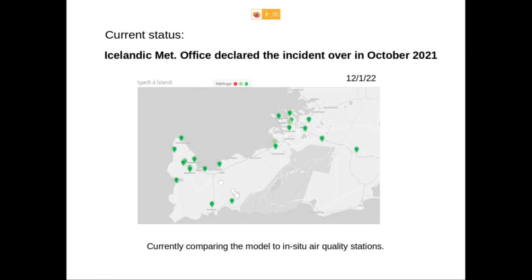So what we're going to do is take the historical series of these air quality measurement sites and compare them to the model, and try and figure out some ways to improve the model. We know a number of ways in which it can be improved.